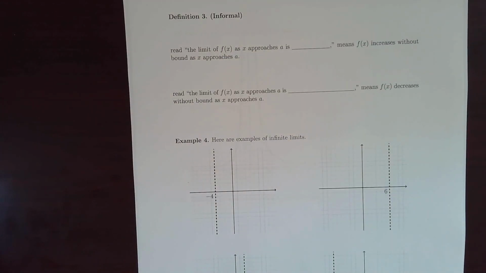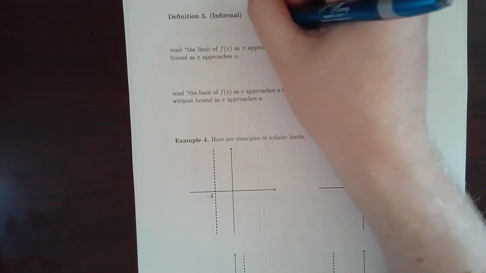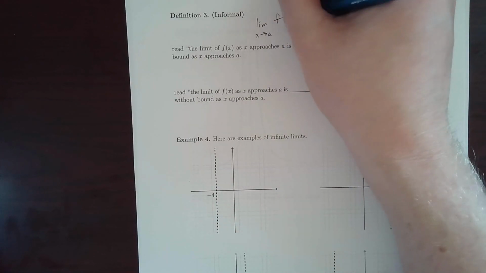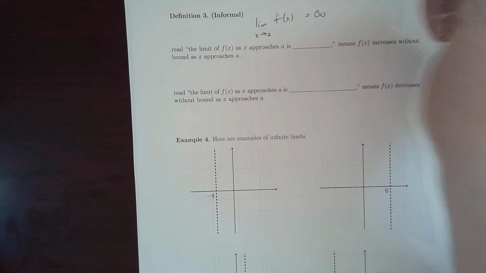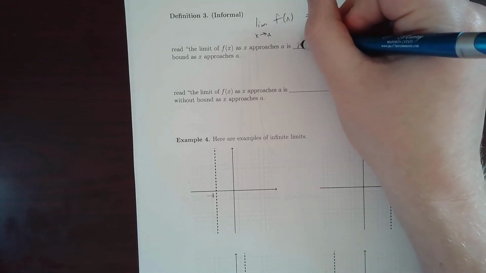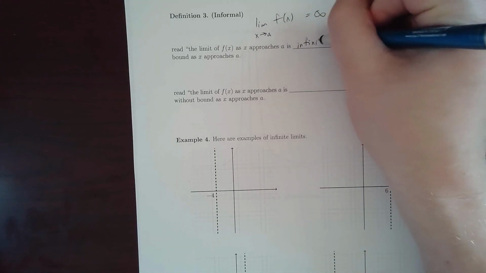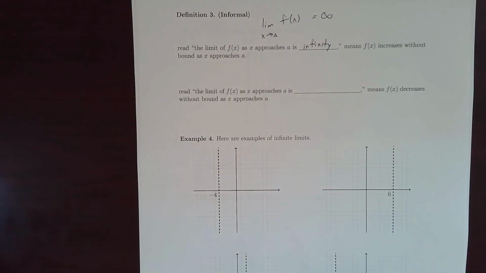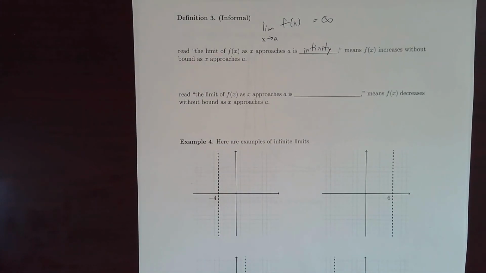All right. Now, we also can have limits that go towards infinity. So if we say the limit as x approaches a of f of x equals infinity, that's how we read it. And essentially what we're saying is that our function value increases without bound, or in other words, just keeps getting bigger and bigger and bigger as x approaches a.